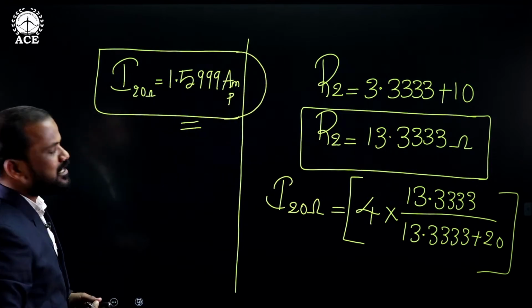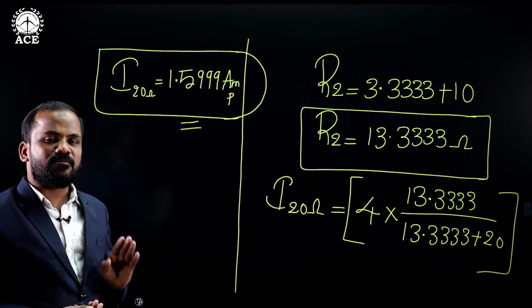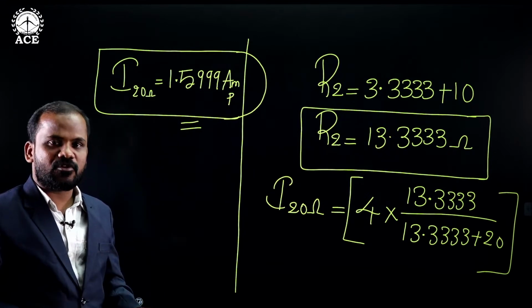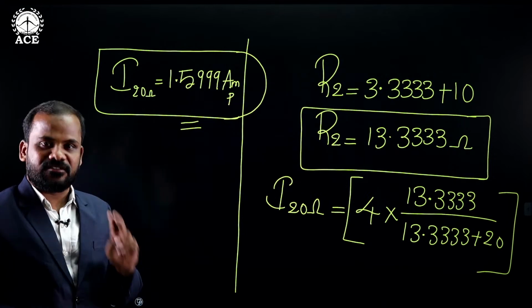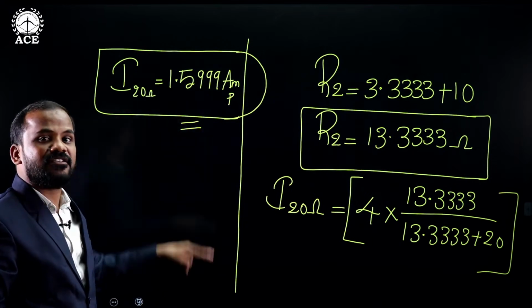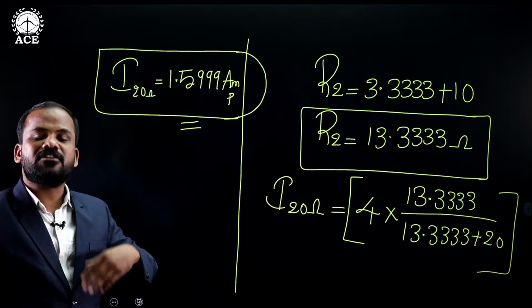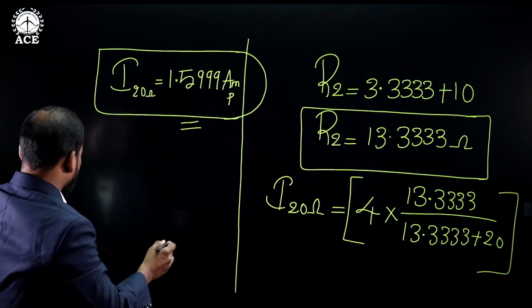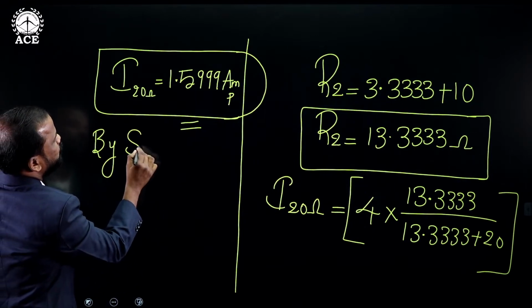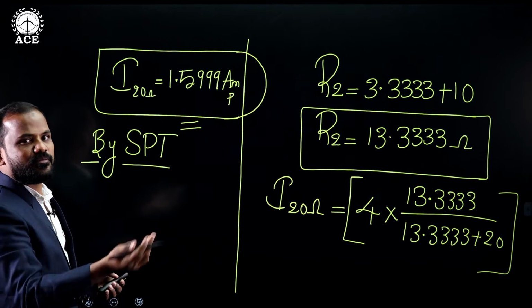Okay, so finally, as per the statement of the superposition theorem, for any linear and bilateral circuit consisting of multiple voltage sources, multiple current sources and multiple resistances, the response in any branch, it means the current in the 20 ohm resistance, is the sum of the responses while individual sources are acting alone. Okay, now we can directly say that by superposition theorem, SPT.